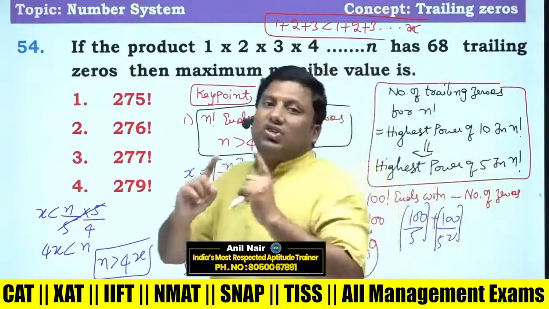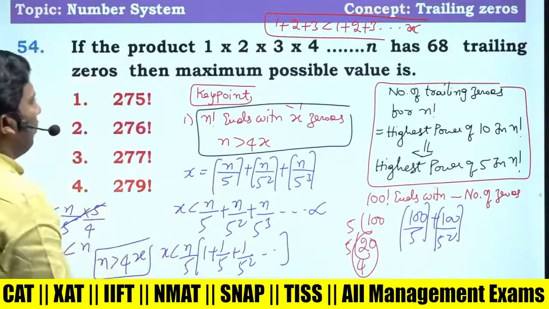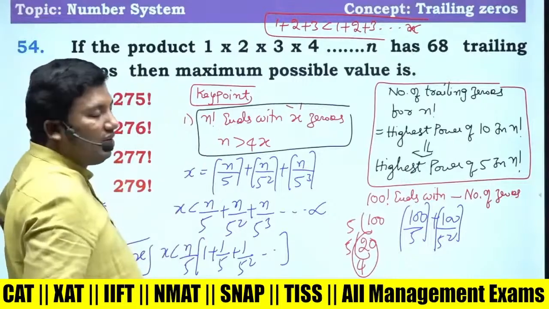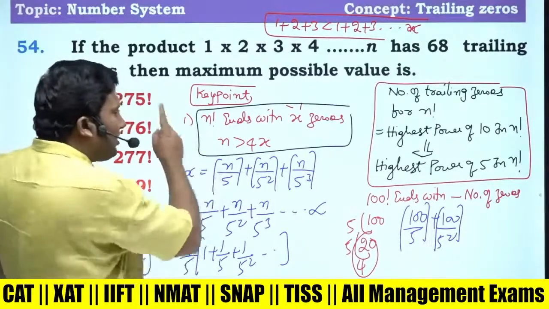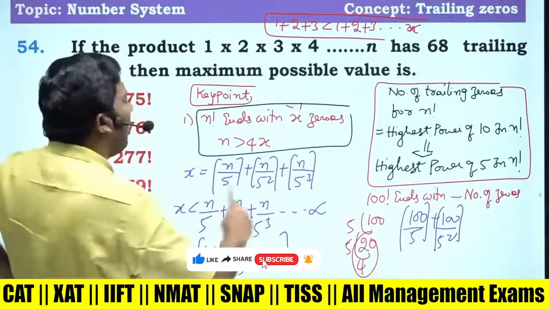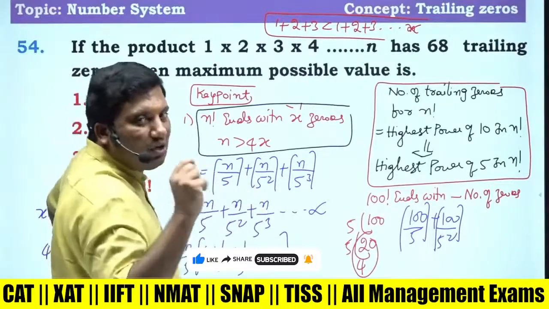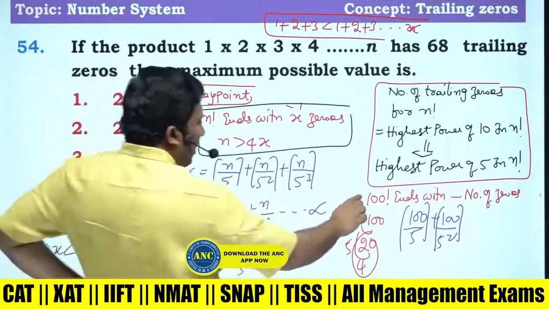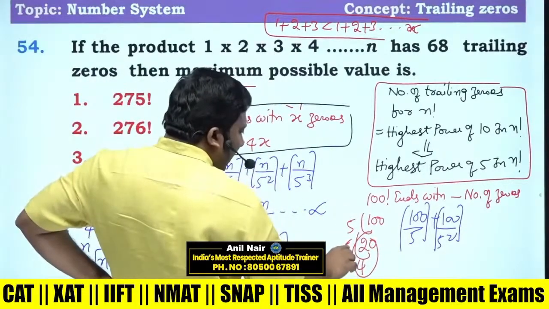What is the relationship between the number of zeros at the end and the factorial? If n factorial ends with x zeros, the relationship between n and x is n is greater than 4x. From where did we get n greater than 4x? For a factorial, the number of zeros at the end is dependent on the power of 5. So divide 100 by 5 and 5 again. So this 4 comes from dividing by 5 square.